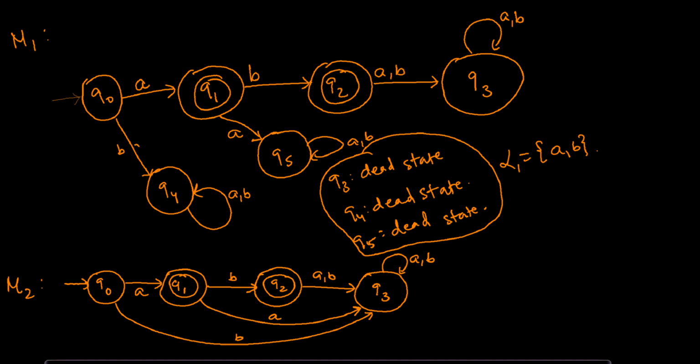But M2 is supposedly the minimal DFA for this language. It has only 1 dead state. So what we say is that Q3, Q4 and Q5 are equivalent states. And in the minimal DFA, we have only 1 such state. In the minimal DFA, we don't have redundant states, so to say.